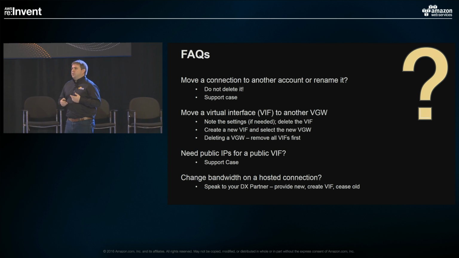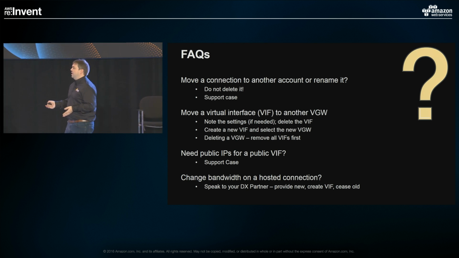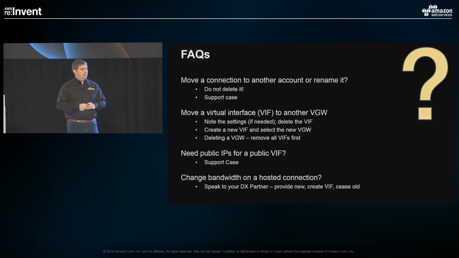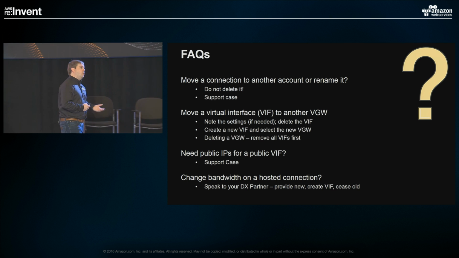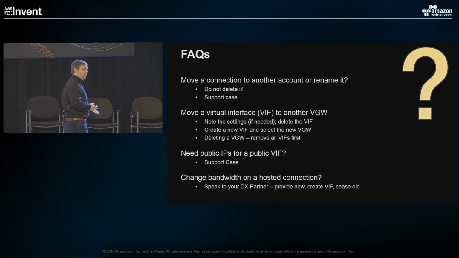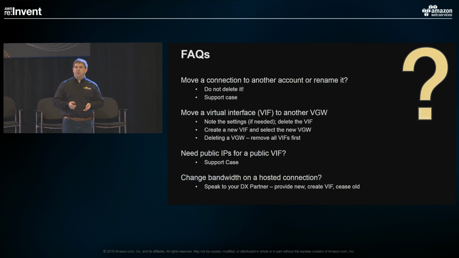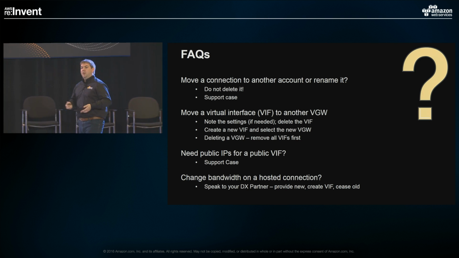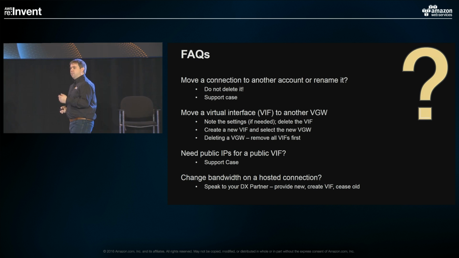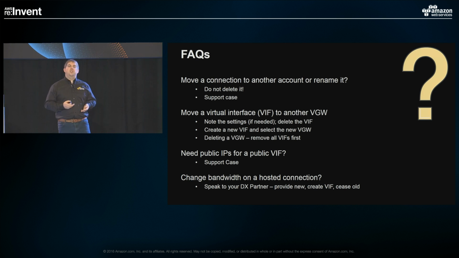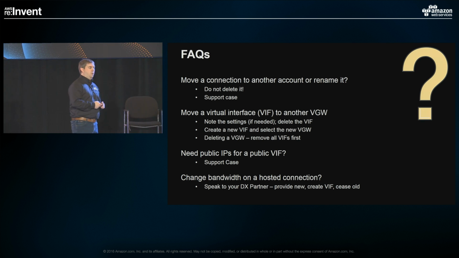And then finally, what if you want to change the bandwidth on one of those hosted connections, the 50 through 500 meg connections via Direct Connect partners? Well, what you need to do there is go back to the partner and actually ask them to create you a new hosted connection at the new bandwidth. They can do this in parallel to your existing one. It's on another VLAN. You can configure another virtual interface and attach it to your VPC, and then you can simply remove the old one. There is no need for downtime in this situation. You can simply create a new one, then deprovision the old one.